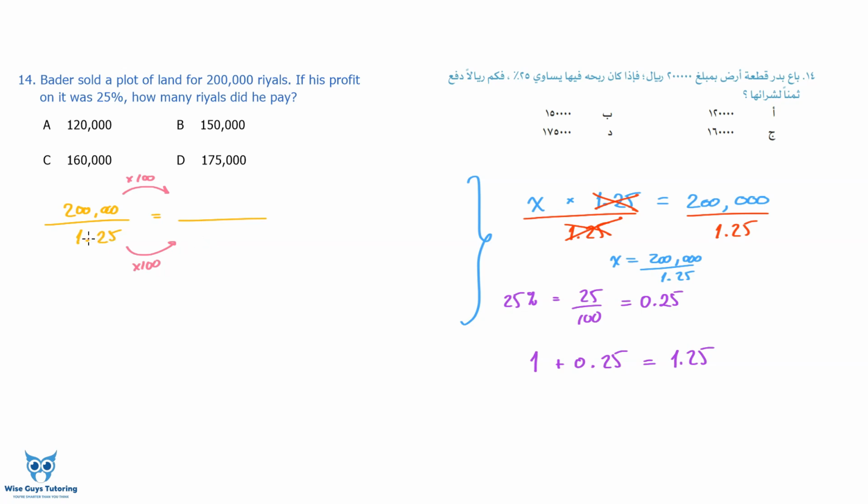So 1.25 times 100, I move my decimal point twice, it becomes 125. Whereas 200,000 times 100, I add 2 more zeros, and this actually becomes 20 million. And what I'm saying is that 200,000 divided by 1.25 is the exact same thing as 20 million divided by 125. And this we can do using our standard division, long division or short division, whatever you like. So here's 125, here's 20 million.